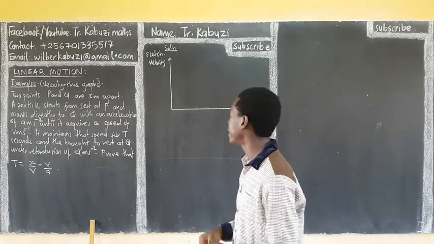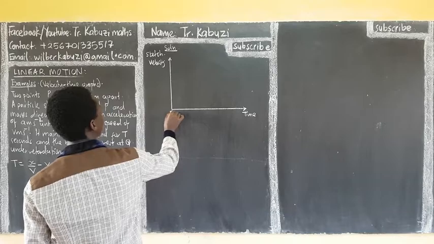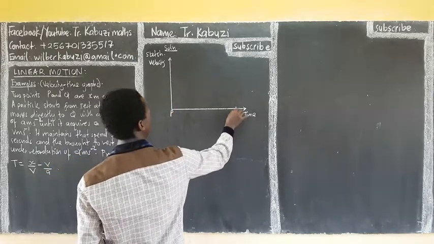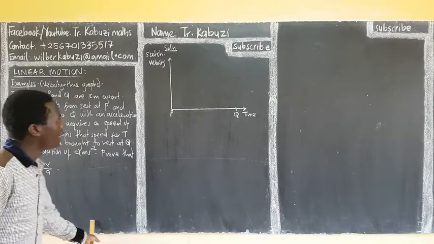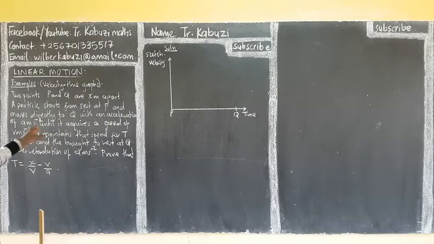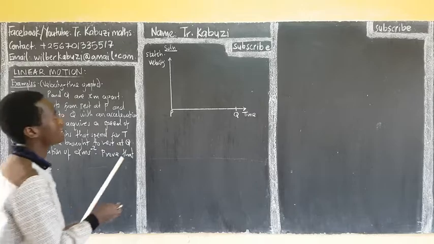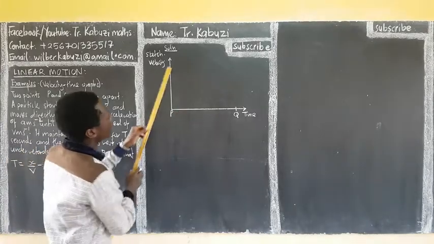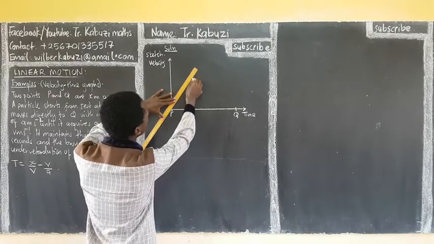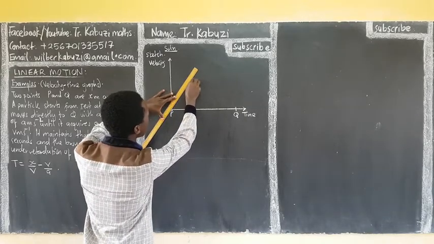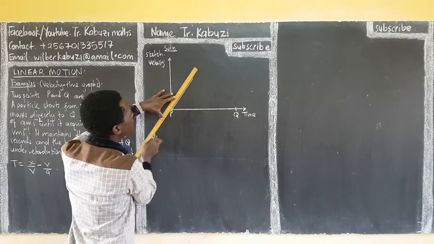So we start with the sketch. We have two points, P and then another point Q. What they are telling us is that the particle starts from rest at P. At rest means that it starts at 0. It goes like this until it acquires a certain velocity.